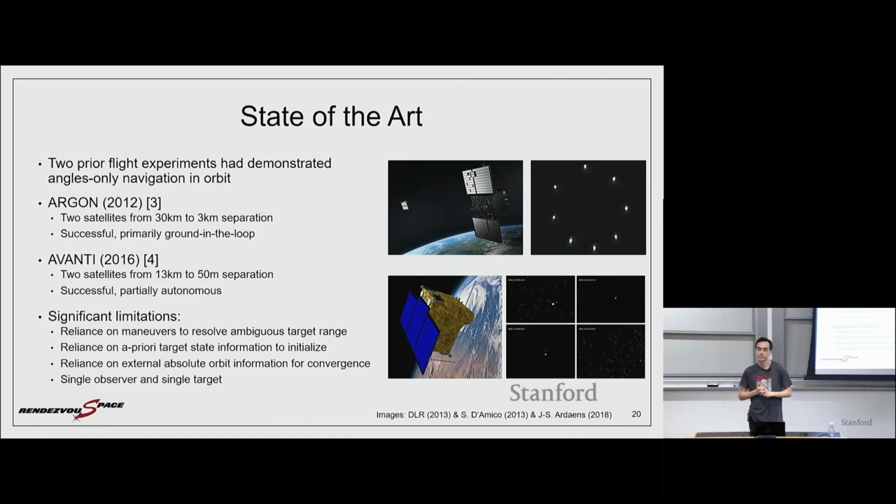Sure. What does ground-in-the-loop mean for angles-only? Like, were they just gathering measurements and all the calculations were done on the ground? Essentially, yeah. So they took all the images on board, did some processing and downlinked that processed data, and then passed that into a ground-based navigation system where they'd compute a navigation solution on the ground, and then do control on the ground and uplink maneuvers back to the spacecraft.